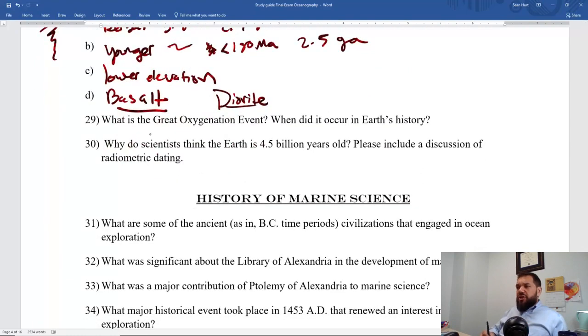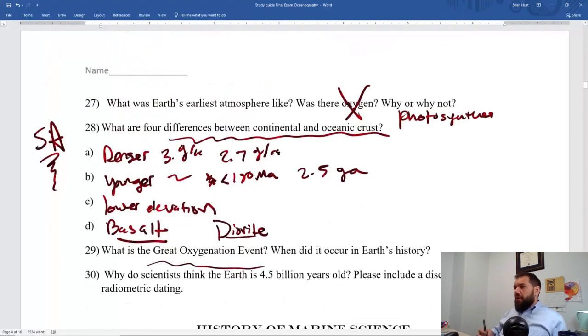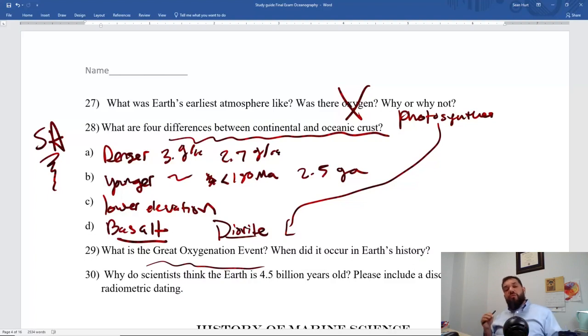Moving on to the Great Oxygenation Event, kind of what I referred to up here. At some point, photosynthesis evolved in Earth's life history, and that's when we had the Great Oxygenation Event, when free oxygen was able to start building up in Earth's atmosphere.